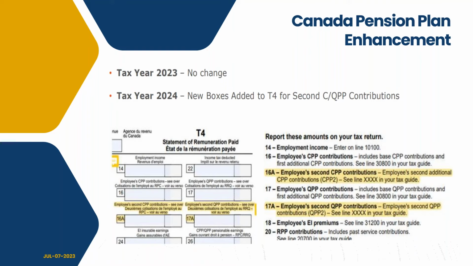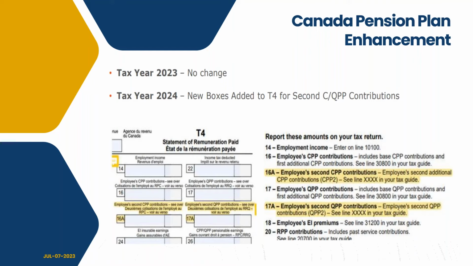So for T4 slips filed for calendar year 2024 and after, report the amount of CPP2 contributions you will deduct from your employee in box 16A. And for Quebec, report the amount of QPP2 contributions you deduct from your employees in box 17A.